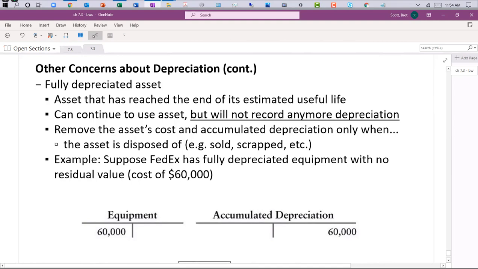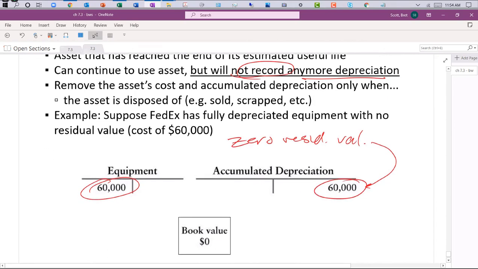Fully depreciated assets. When assets are done depreciating, what do we do? Well, we don't record any more depreciation. That's the key thing. So if the cost basis is 60 and there's a 0 residual value, then by the time it's all used up, there should be a net book value of 0, right? We don't keep depreciating it. We can still use it, but we don't depreciate it. Essentially it means we've taken all the value out of it. Whatever value is left over is probably not going to help us very much. It's essentially worth 0.